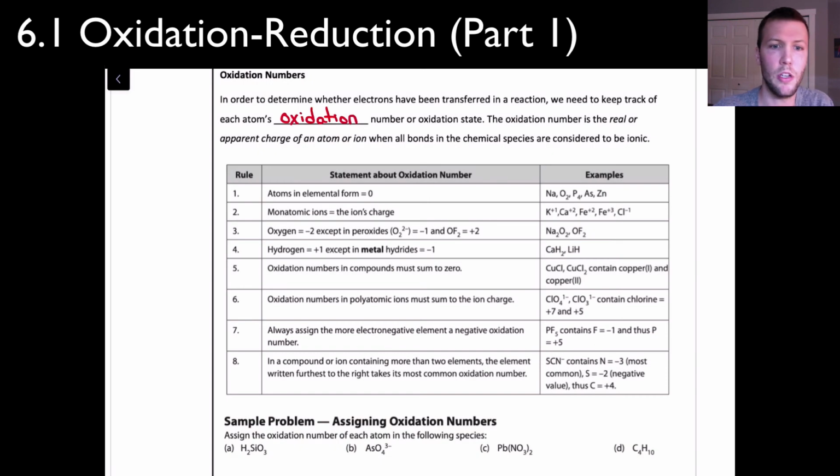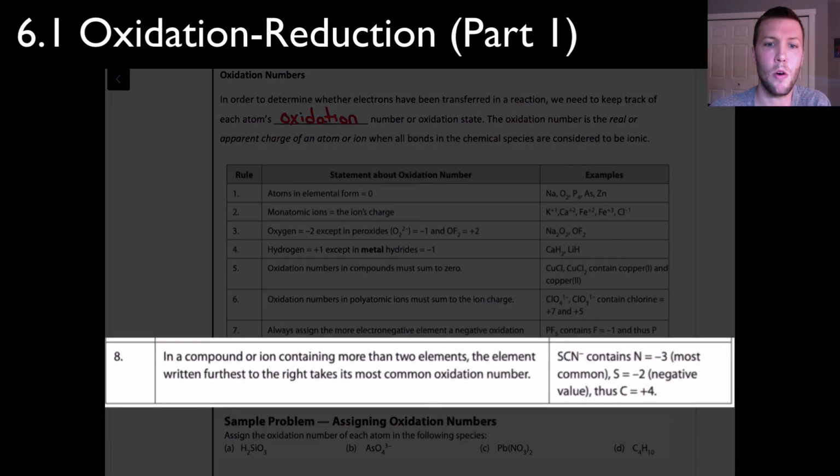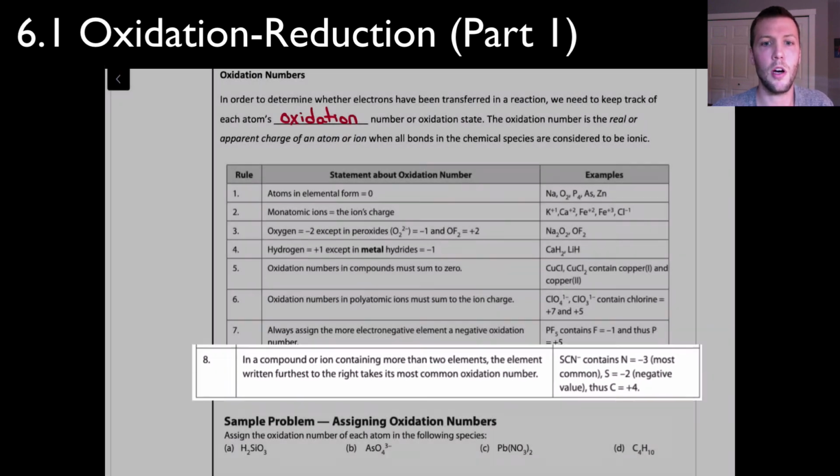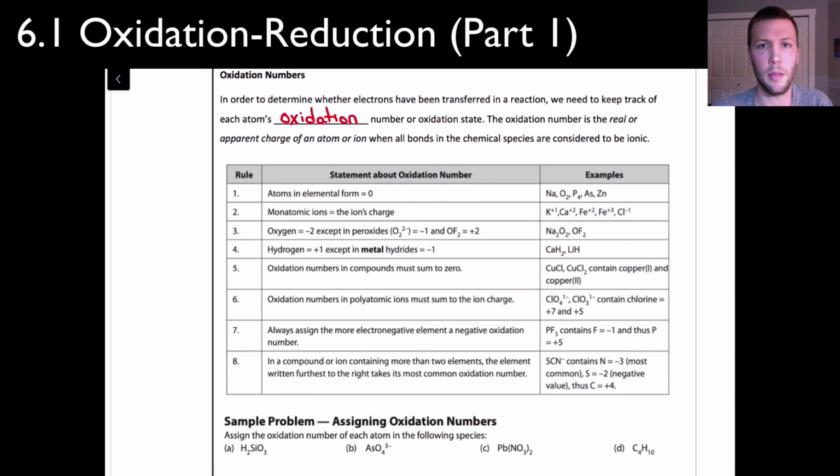The last rule: in a compound or ion containing more than 2 elements, the element written furthest to the right takes its most common oxidation number. So again, this last one is in some trickier situations. General rule here is if you're not sure what oxidation number to put, put the most common oxidation number for the element furthest right.